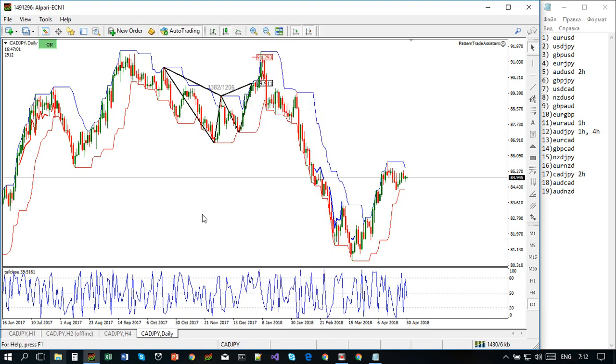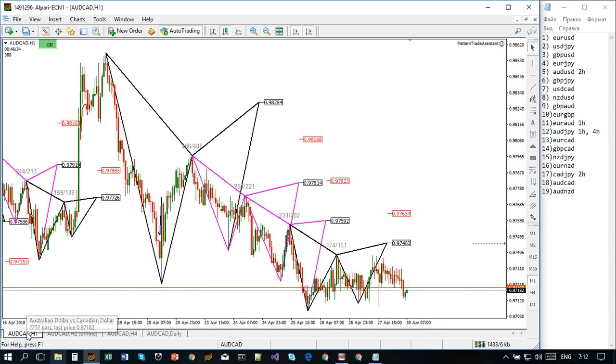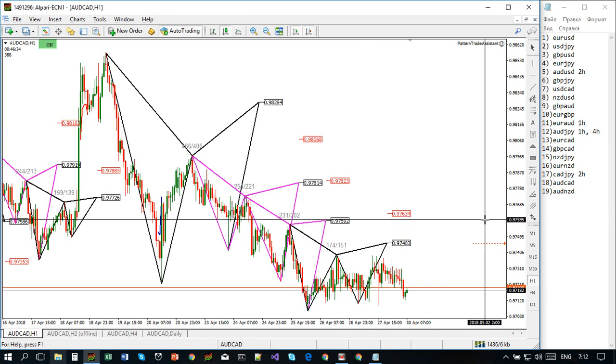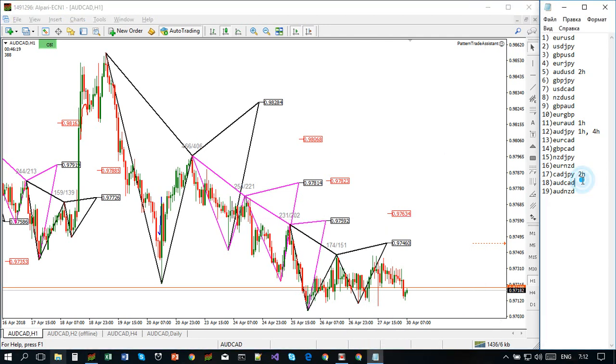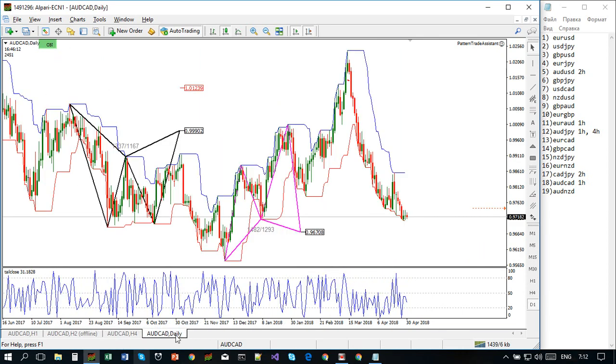Aussie Canadian, AUD CAD. Nothing. Well, we have this unified Gartley. It is still valid, and also this cipher is also valid, a bit higher. So Aussie Canadian 1 hour. Let us see what happens on other time frames. Nothing.